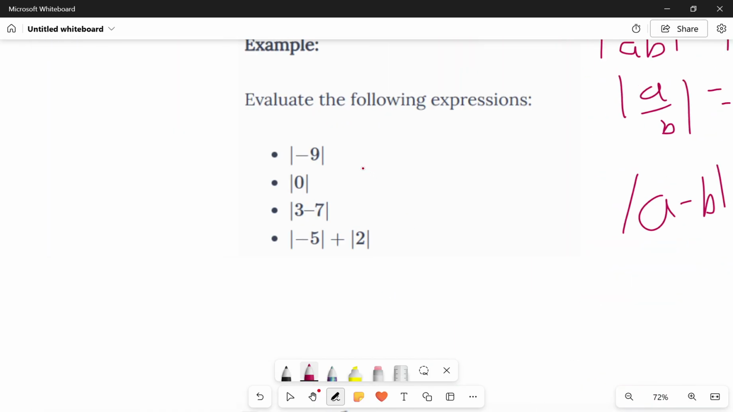Now let's evaluate the following expressions. I give you 5 minutes to do these.